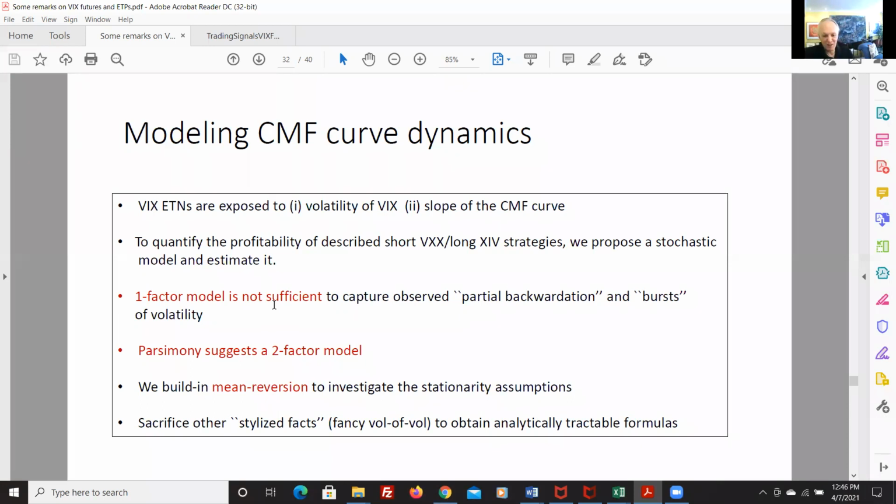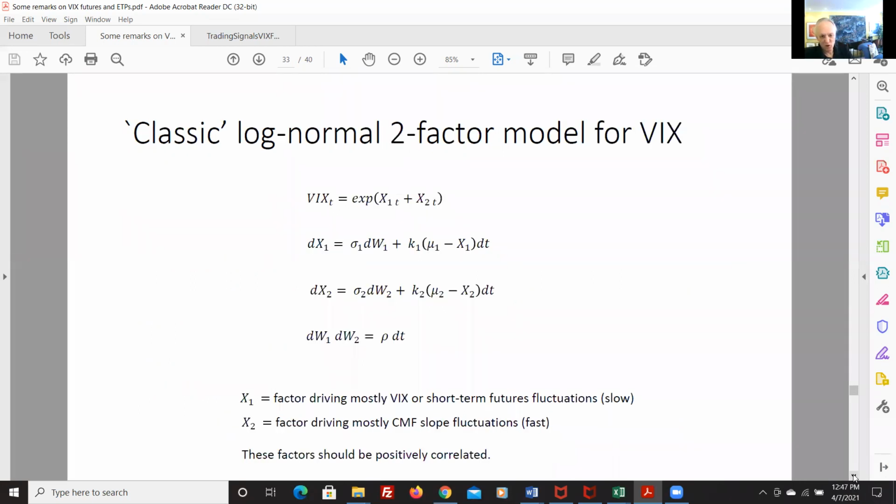That's perhaps the simplest dynamics, but in order to make money, or to try to do better than a one-factor model, we chose a two-factor log normal model, because we also know that there are a lot of wiggles in the curve. A one-factor model would have no wiggles. It would either say there's contango or backwardation, but it doesn't show you changes in the curve. So for that, we used a log normal two-factor model.